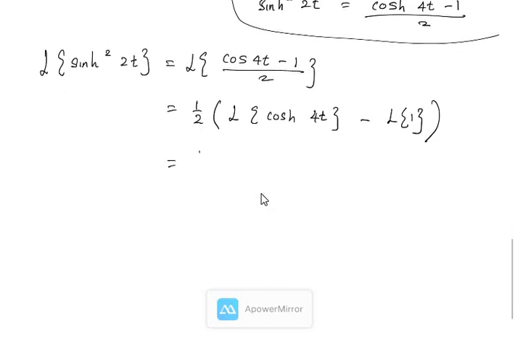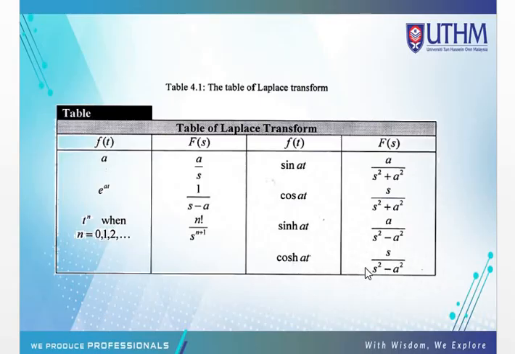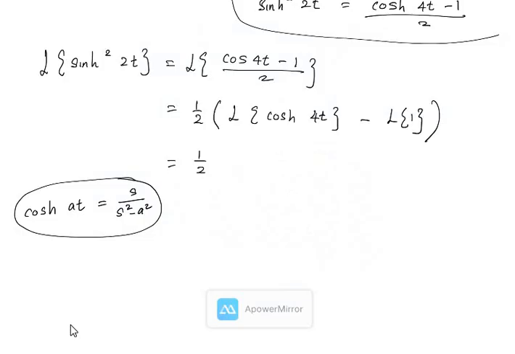Okay, so this will be equivalent to, we refer to the table. For cos at, you will get s over s squared minus a squared. So you will get s over s squared minus a squared, a is 4, so 4 squared, minus 1 over s.